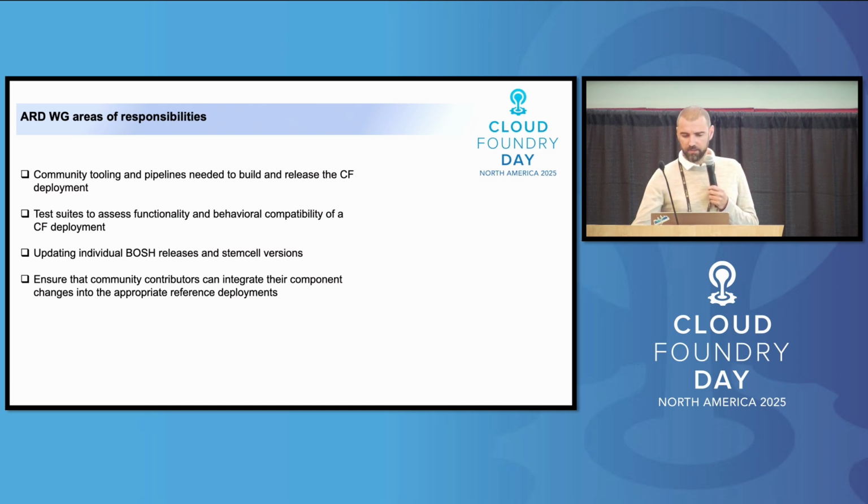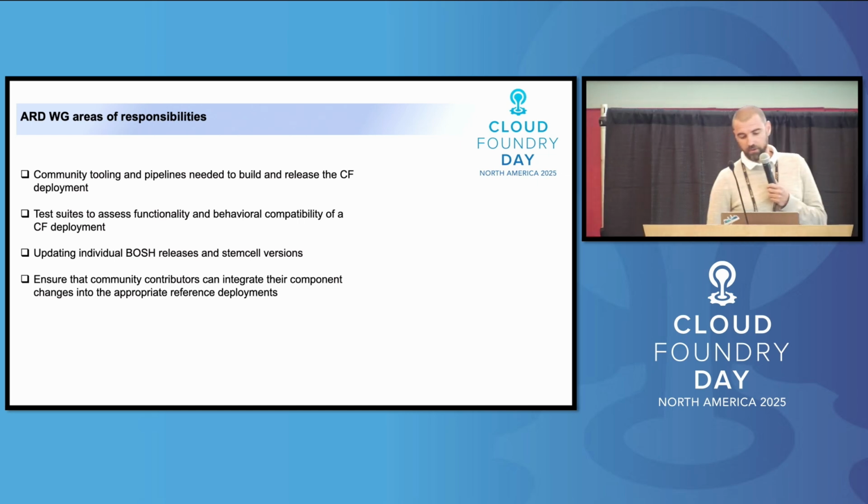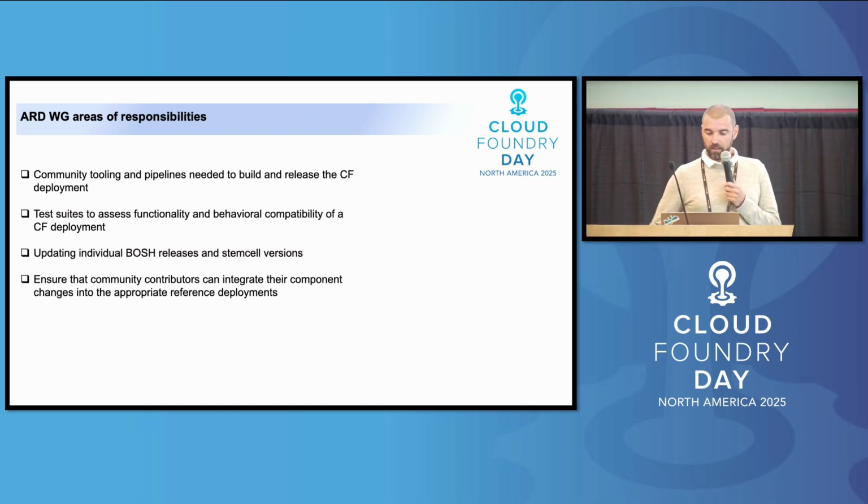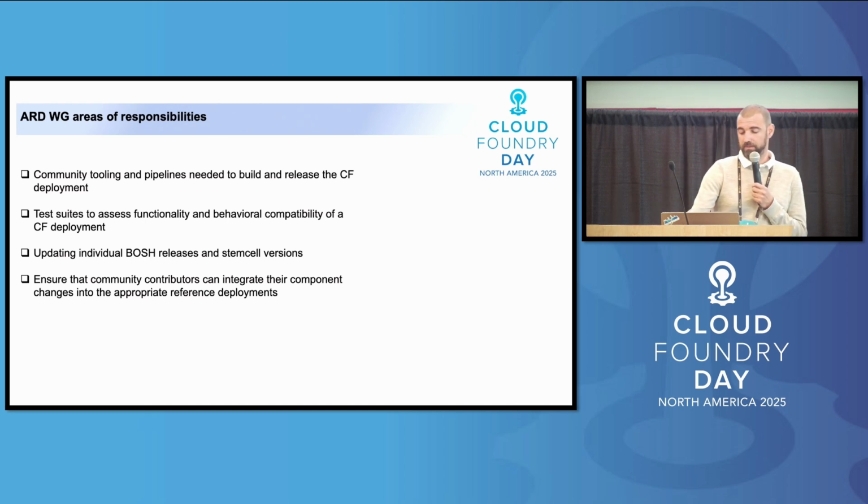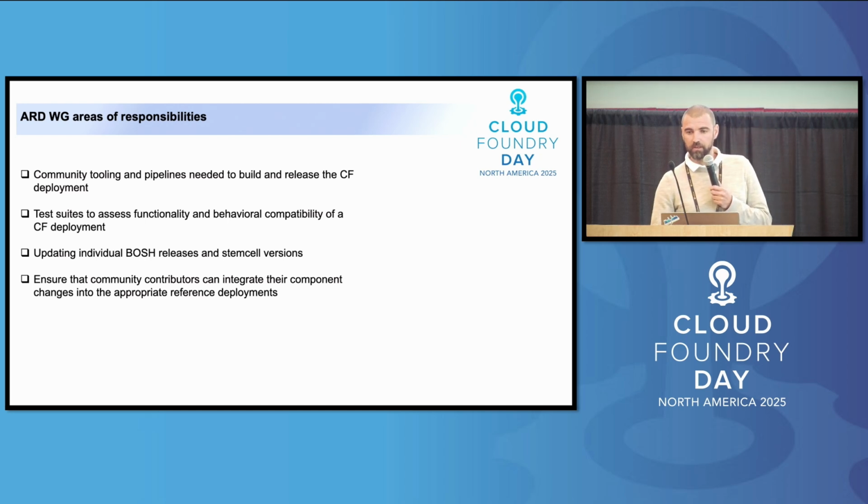Next is to provide an update releases pipeline, whose purpose is to update individual BOSH releases and the stemcell versions. In general, our goal is to ensure that community contributors can integrate their component changes into the appropriate reference deployments. Therefore, we are in constant collaboration with all the other working groups.